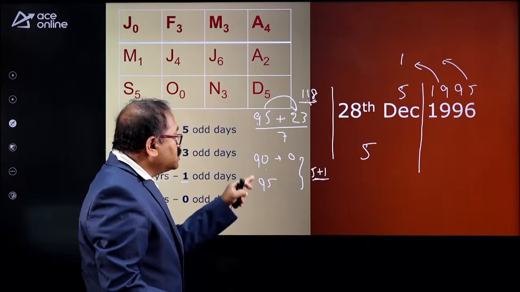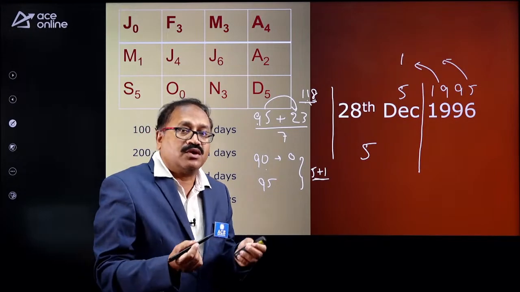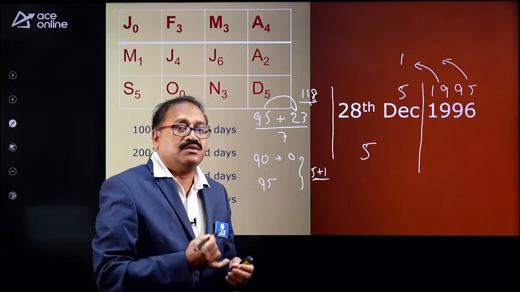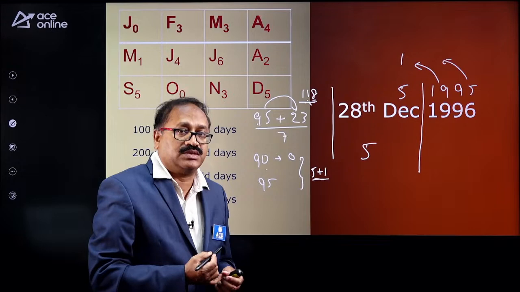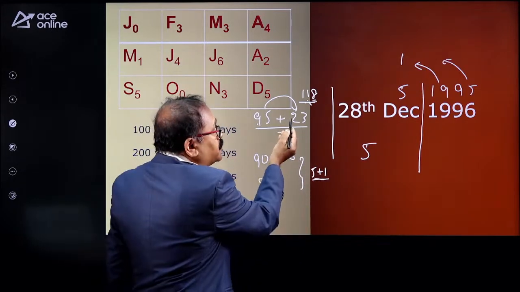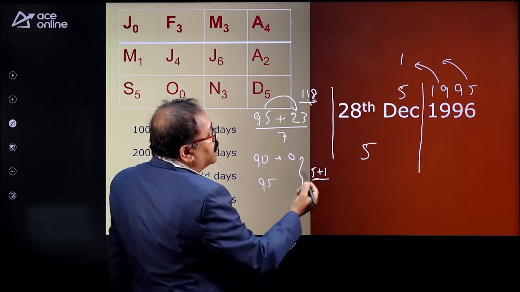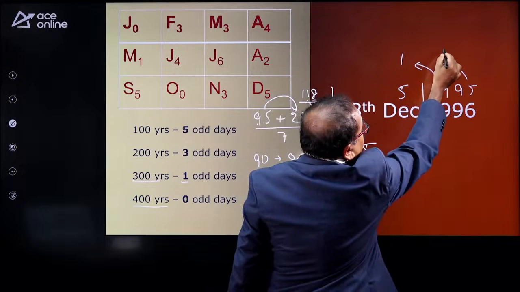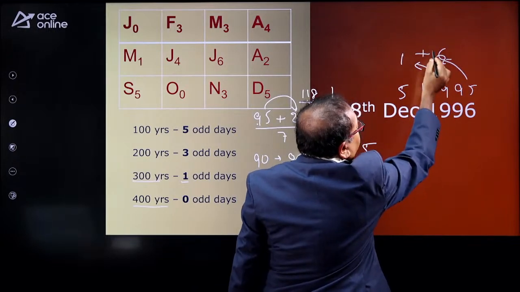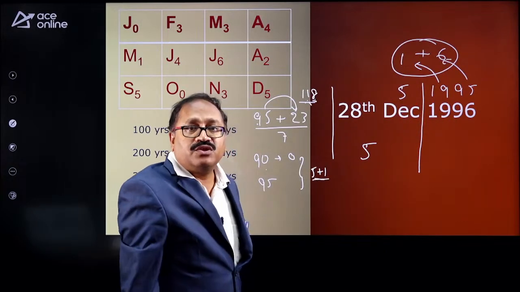So if you remember this couple of years where the odd day is 0, the list of years in which the odd day is 0 is shared in our regular classes. Or else you can follow this method to find out the odd day. Now, in the case of 95 years, I get 6 odd days. Look at this one: 6 plus 1 is 7, and it is a multiple of 7, therefore it is 0 odd days.